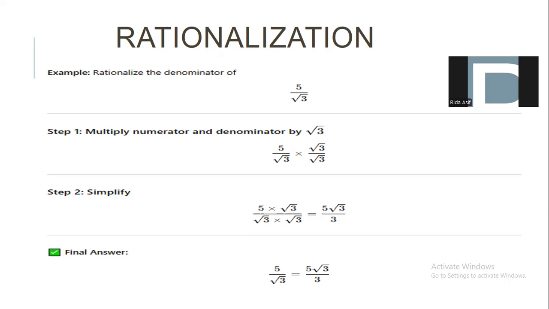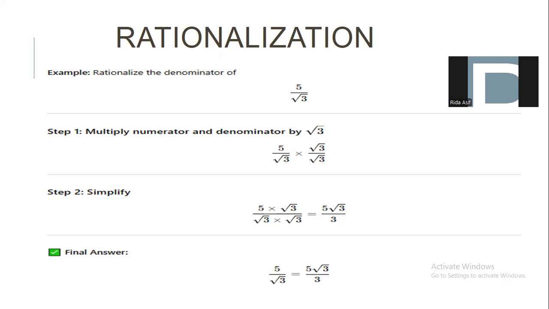What do we have to do in step number 1? We have to multiply the denominator, that is root 3, again by root 3. And if we are multiplying, we have to divide it also. So we get 5 over root 3 multiplied by root 3 upon root 3, right? If we are multiplying the fraction by something, we have to divide it also, right?